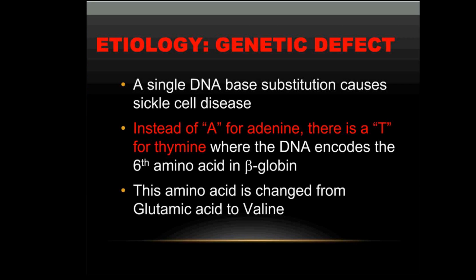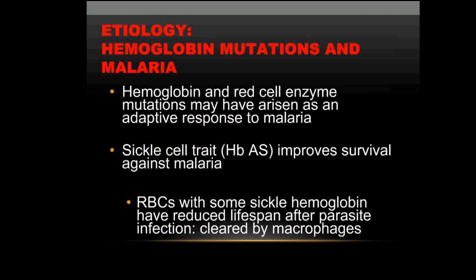And the genetic defect, and this is the kind of question that's typically a question on boards or also on CME questions, is what is the DNA-based substitution that causes sickle cell disease? And so it's a T substituted for A, for adenine, where the DNA encodes the 6th amino acid in the beta globin. And so this amino acid change causes a change from glutamic acid to valine.